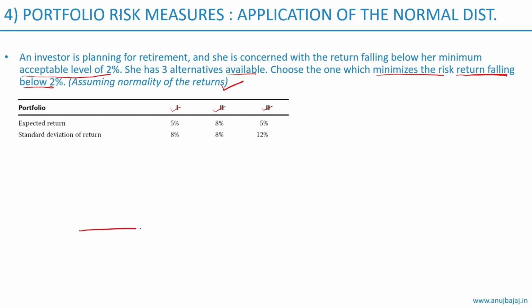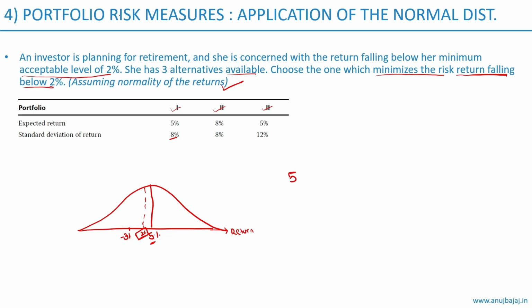So let me draw a normal distribution for portfolio 1. This is the expected return of 5%. The standard deviation is 8%. So I can say negative 3% is one standard deviation away from the mean. So on this x-axis, which is returns, 2% lie somewhere over here. So let us find out how many standard deviations 2% is away from the mean. It will definitely be less than one standard deviation. But let us find out how many standard deviations it is away from the mean.